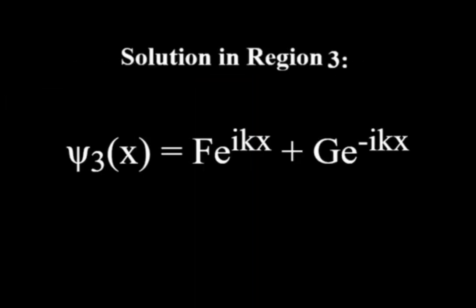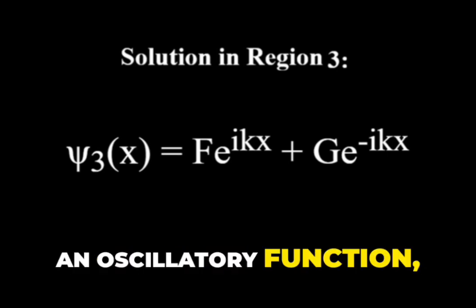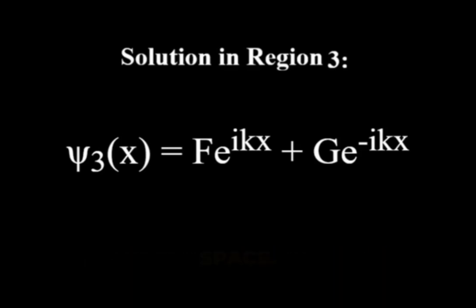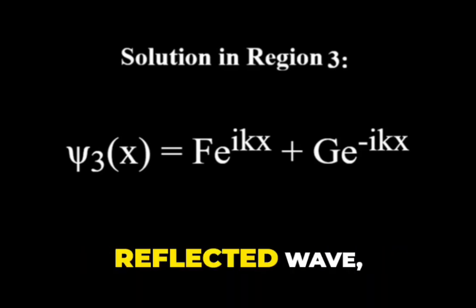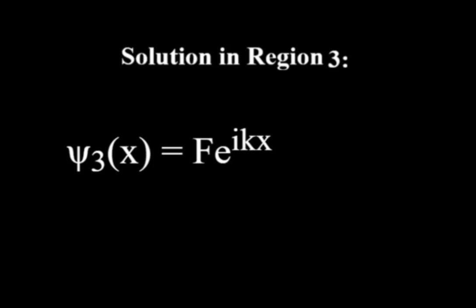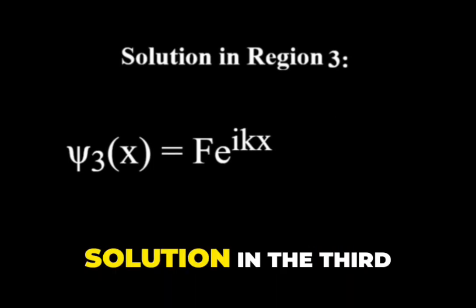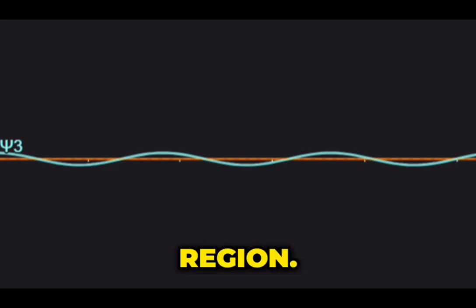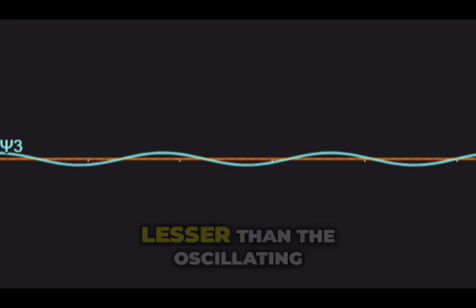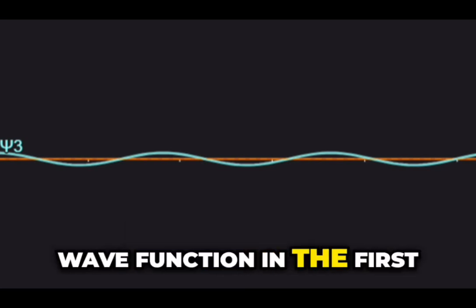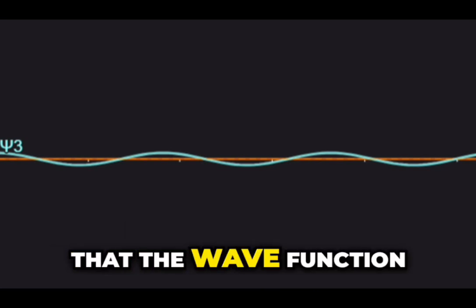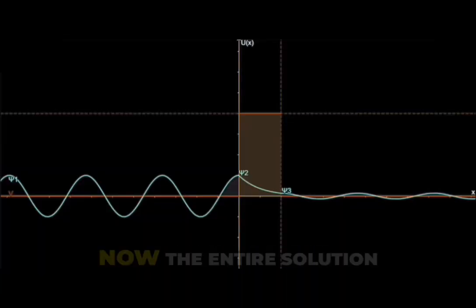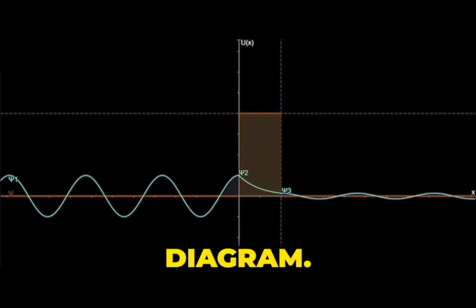In region 3, the solution is again an oscillatory function, but this time the wave function exits the barrier and travels freely into space, so the component of the reflected wave, that is G, is 0. And this is the final solution in the third region. This is the graph of the wave function in the third region. Its amplitude is much lesser than the oscillating wave function in the first region. This is due to the fact that the wave function exponentially decays within the barrier, which causes the amplitude to decrease. Now, the entire solution can be given using this diagram.